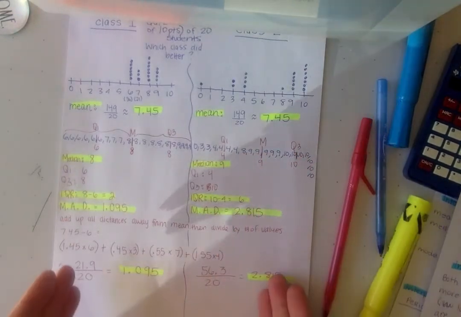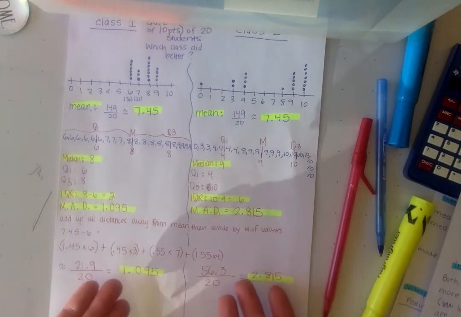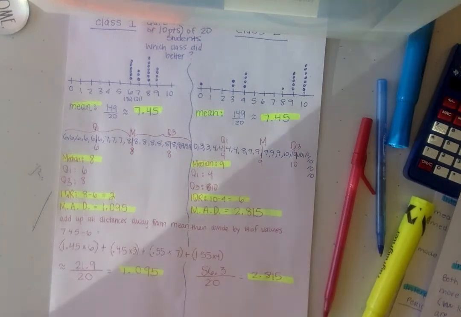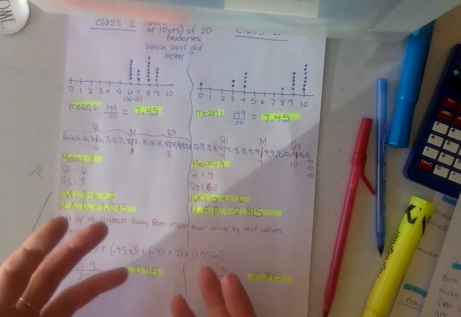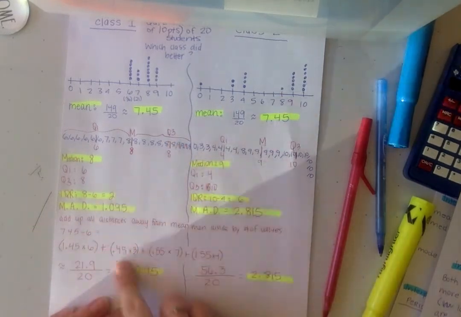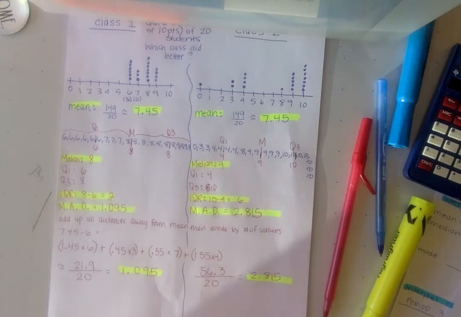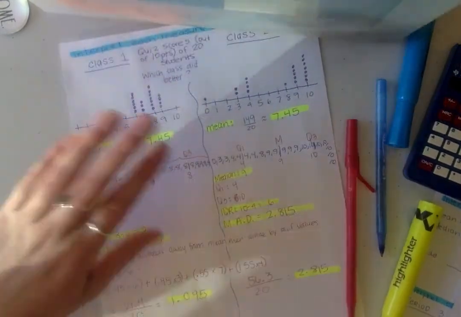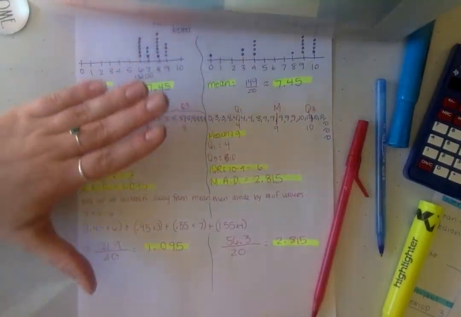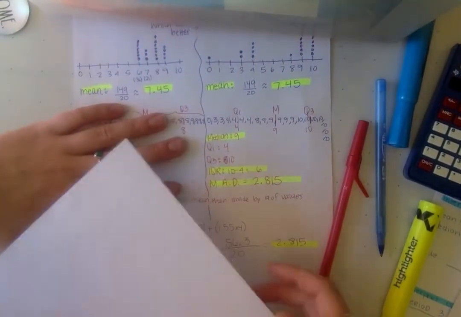Now let's talk about which class did better, and we're going to use our data. That's how we are interpreting: explaining, putting into words what we have found. So I'm going to get a separate piece of paper. I want you to keep this out, because we are going to be referencing this in our interpretations.